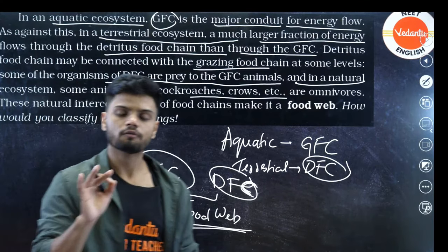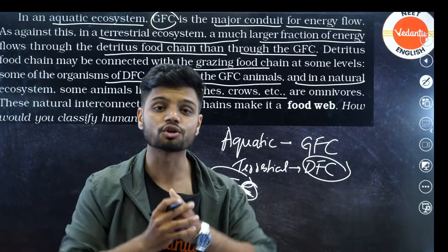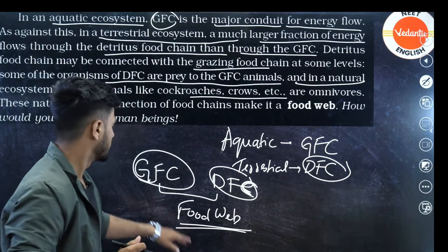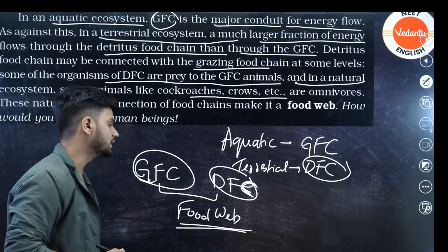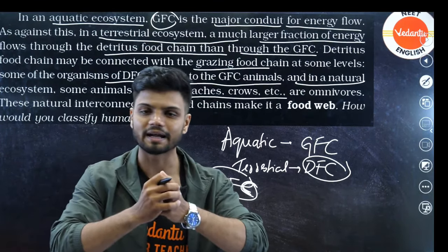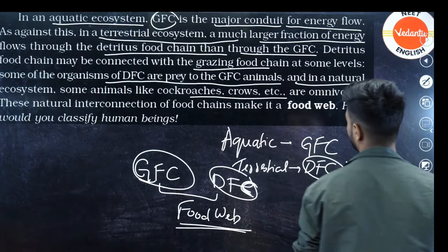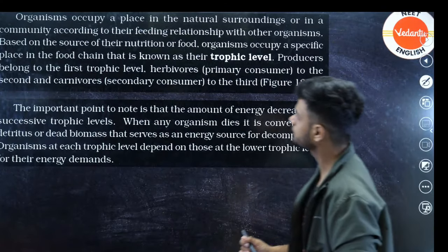So what is a food web? Food web is nothing but interconnection of food chains. What is a food chain? We have GFC and DFC. When they are interconnected, they make the food web. Okay?